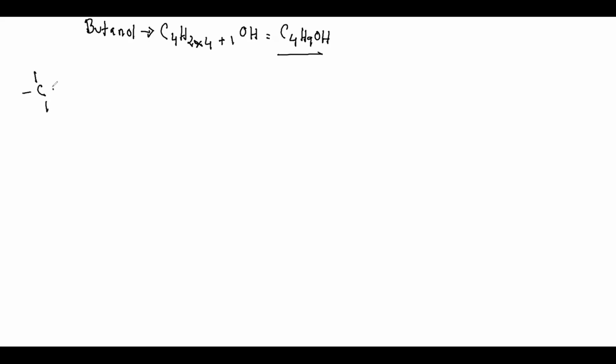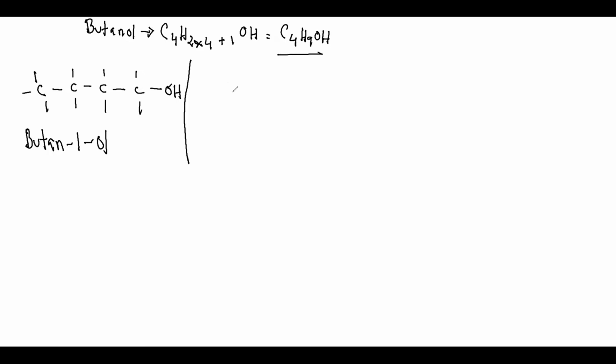CH3, CH2, CH2, CH2, OH. What is the name of this? Butan-1-ol. Okay. So this is butan-1-ol.